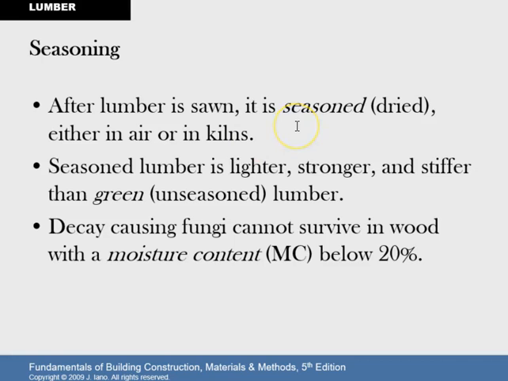All right, seasoning. We didn't talk about this, so we should. We talked about it in some regard about the drying, but we didn't get too much into detail about how it was done. So after the lumber is sawn, then it's seasoned. It's dried, either in air or in a kiln. Seasoned lumber is lighter, stronger, and stiffer than green, unseasoned lumber, and decay-causing fungus cannot survive in wood that has a moisture content below 20%. So these are some of the benefits of seasoning and drying properly.